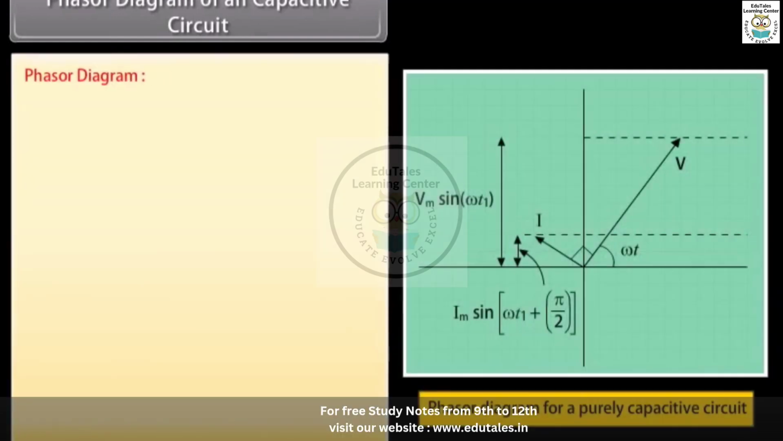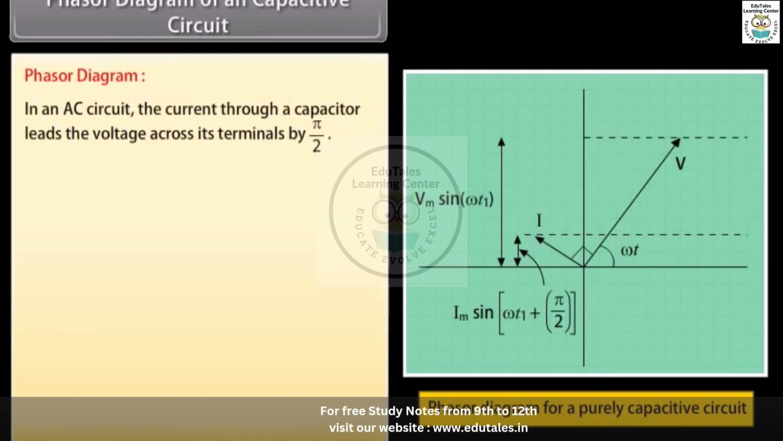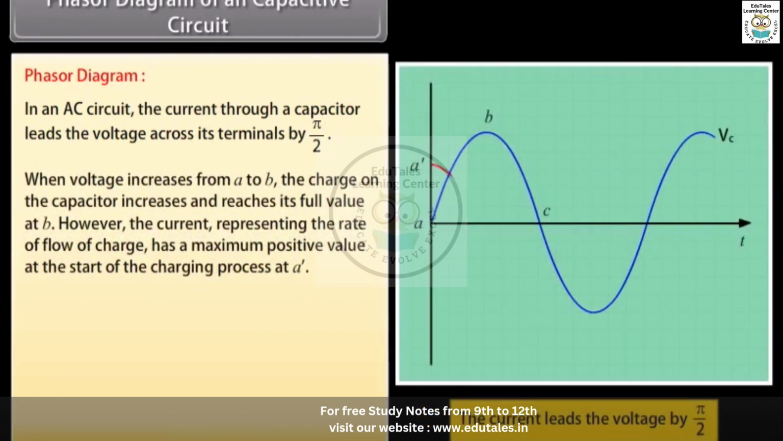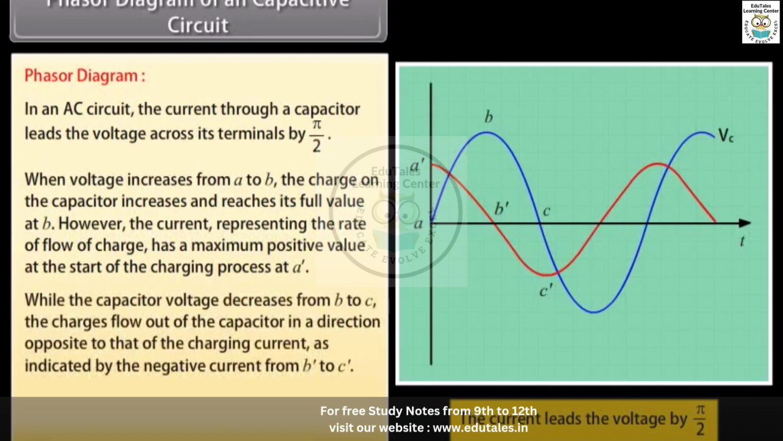Phasor diagram of a capacitive circuit. In an AC circuit, the current through a capacitor leads the voltage across its terminals by pi by 2. When voltage increases from A to B, the charge on the capacitor increases and reaches its full value at B. However, the current, representing the rate of flow of charge, has a maximum positive value at the start of the charging process at A', while the capacitor voltage decreases from B to C.